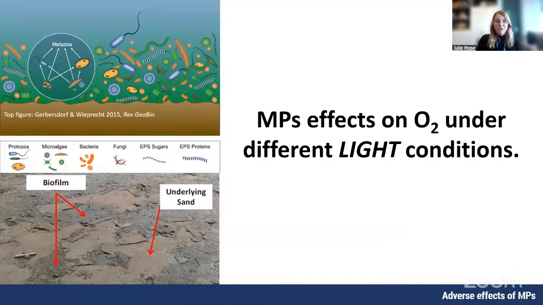So first of all, we're going to look at whether those plastics on the bed can affect oxygen dynamics, so the primary productivity of the biofilm under different light conditions. So in terms of light, we're talking about if you have a more turbid system and your light is reduced on the bed, you would expect there to be less primary productivity, but is that compounded by the presence of the plastics?